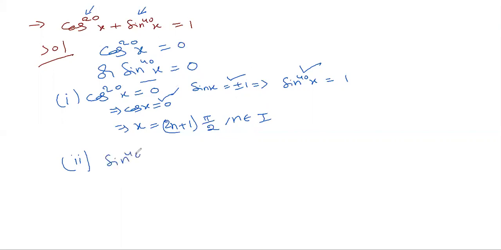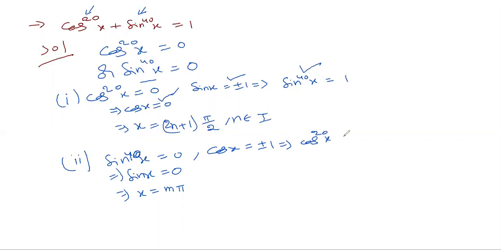sin^40 x is 0. That means sin x also will be 0. Whenever sin x is 0, x will be multiples of 180. Whenever sin x is 0, what about cos x? Clearly cos x will be plus or minus 1. cos^20 x will be exactly 1.